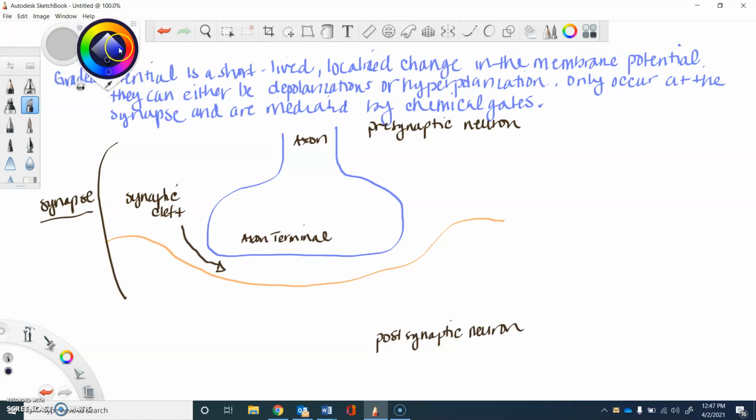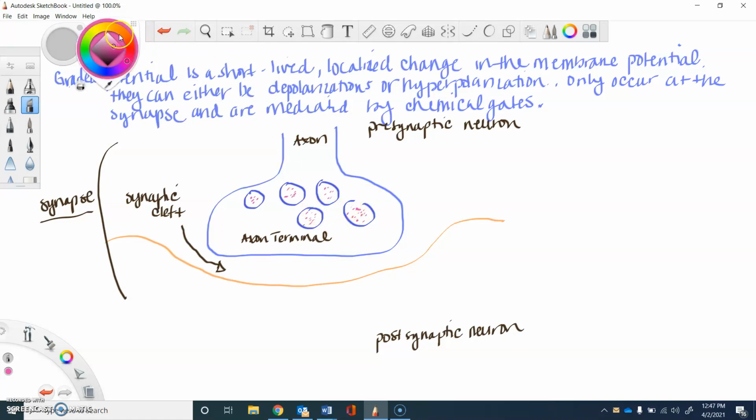So inside the terminal, you will find vesicles with neurotransmitter in them, just like in the neuromuscular junction. This is completely the same. So there's neurotransmitter in here, and it could be acetylcholine, but there's a ton of different neurotransmitters, so it could be another kind as well.